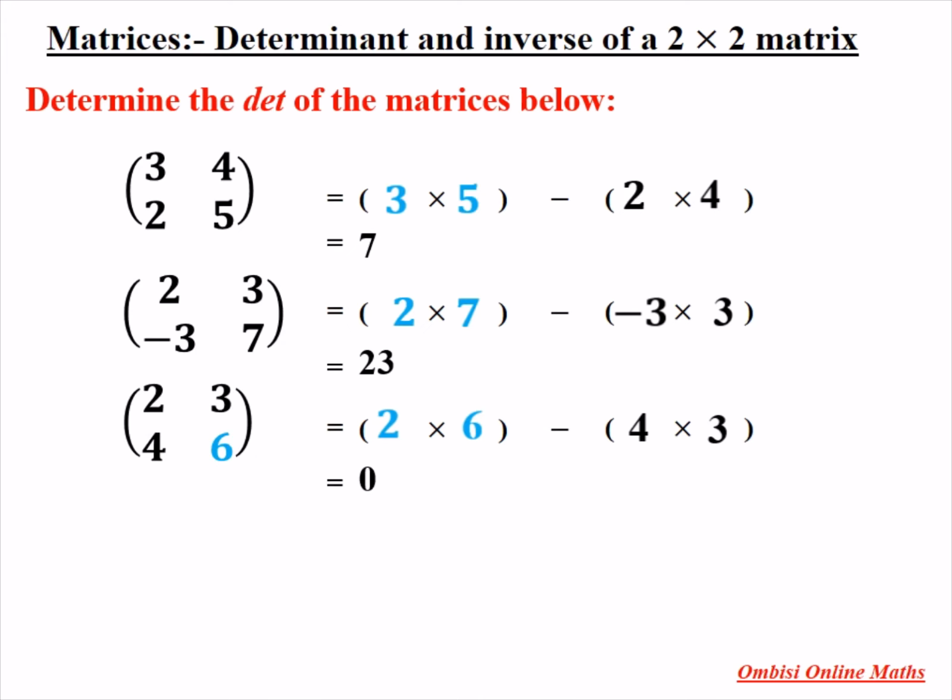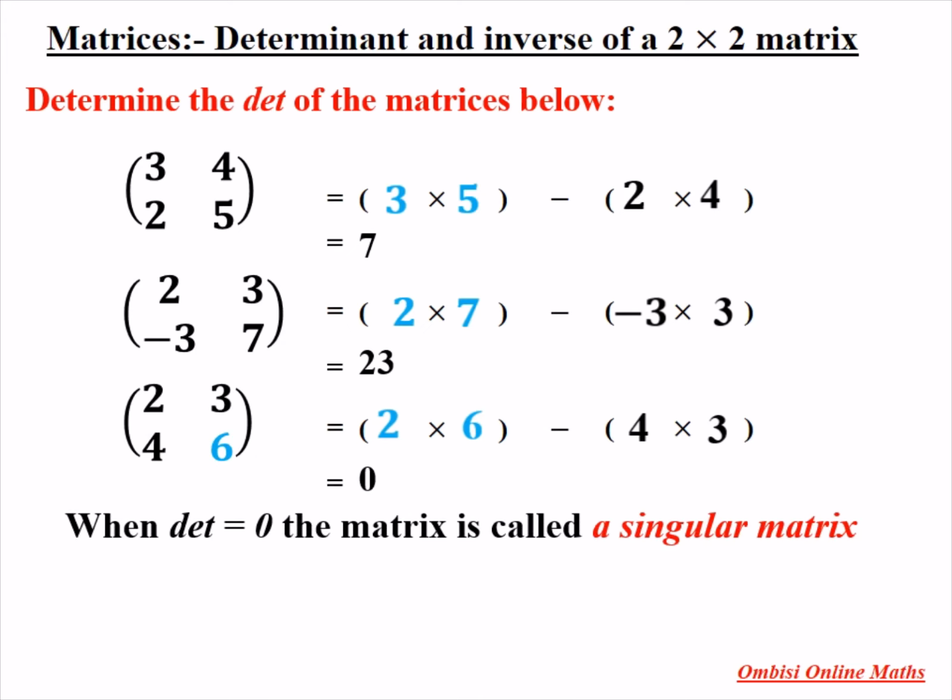There is something I want us to note: when the determinant of any matrix is 0, the matrix is called a singular matrix. When the determinant of any matrix, like the third one here, is 0, that matrix is known as a singular matrix. A singular matrix is a matrix that has a determinant of 0.